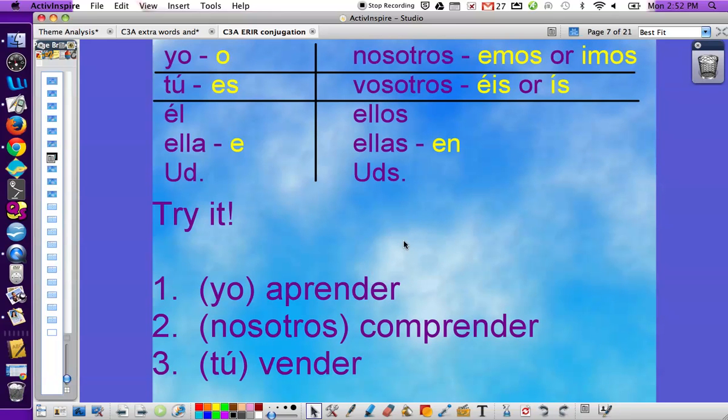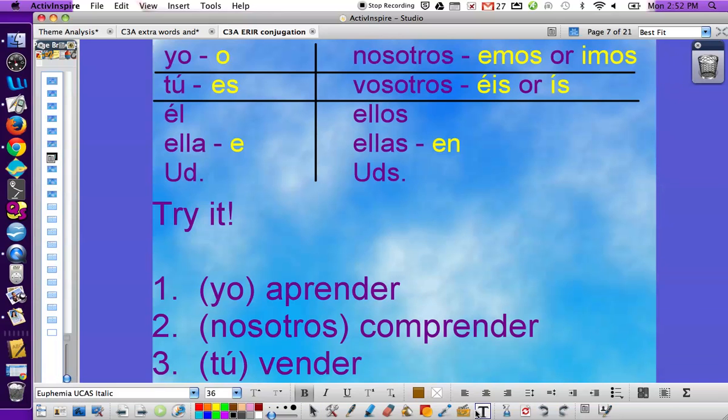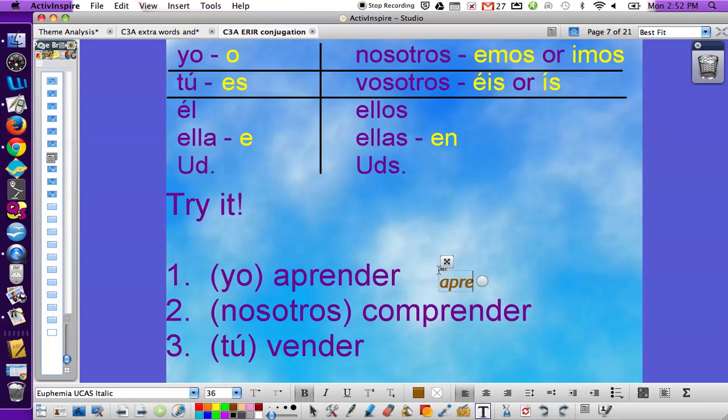Let's try it. All right, pause the tape, and when you're done, hit play again. All right, so for aprender, I'm going to take off the ER and I'm going to make it aprendo. Yo aprendo. For comprender, I'm going to take off the ER and I'm going to make it comprendemos, which means we understand. And for you sell, vender, I'm going to take the ER off and add ES. Tú vendes.